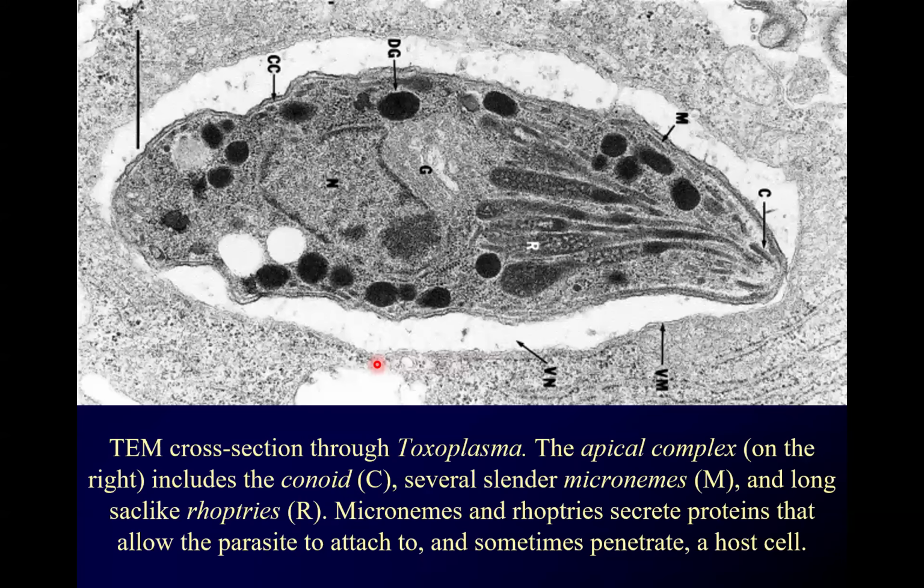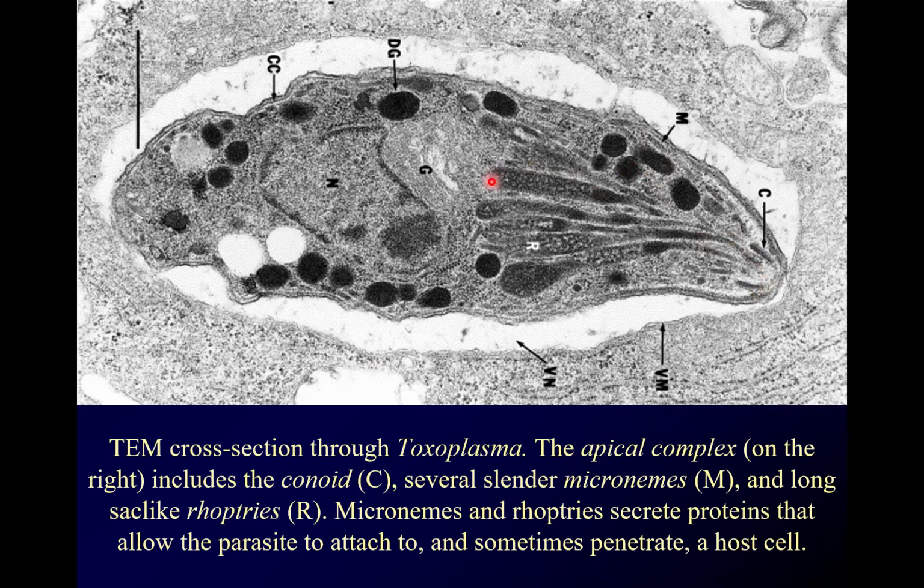There's Toxoplasma again. There's the whole thing. The entire parasite is in a vacuole inside a host cell. This is one of the ones that are intracellular parasites. So there you can see the apical complex. The conoid right there is labeled C. There are some filaments running back from the apical complex called micronemes.